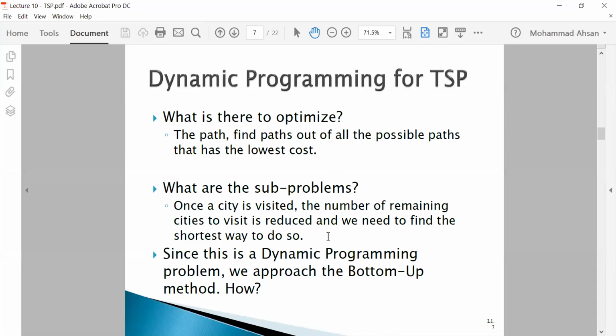But what about the bottom up approach? How do we solve it? It's a dynamic programming problem.